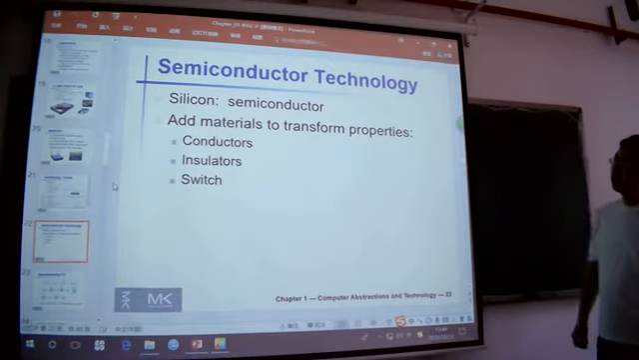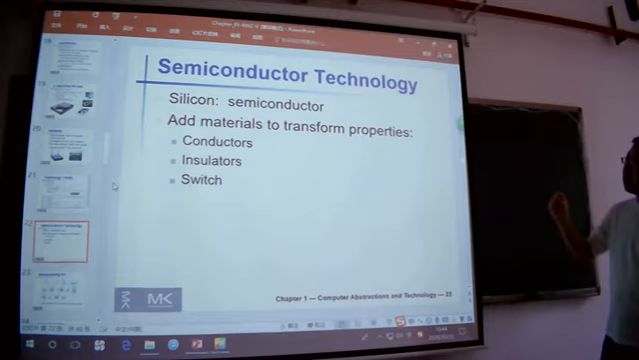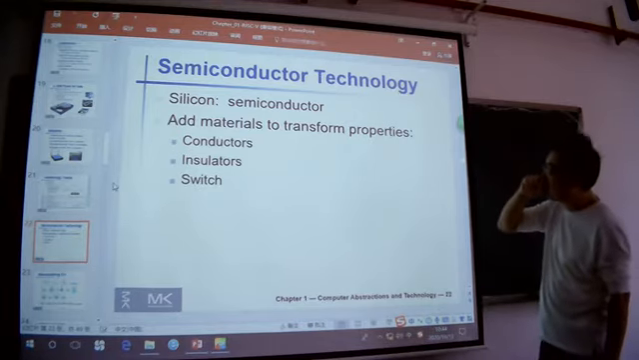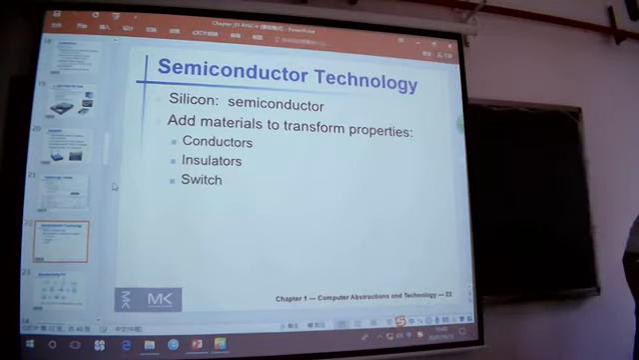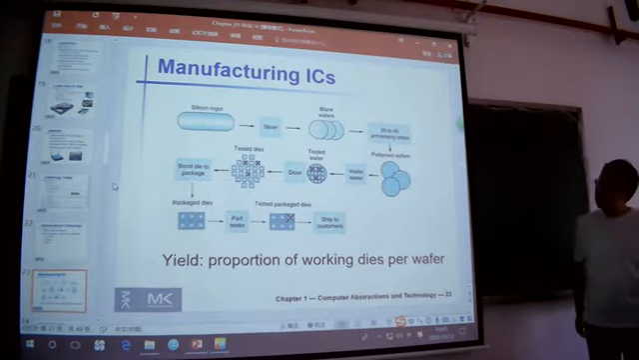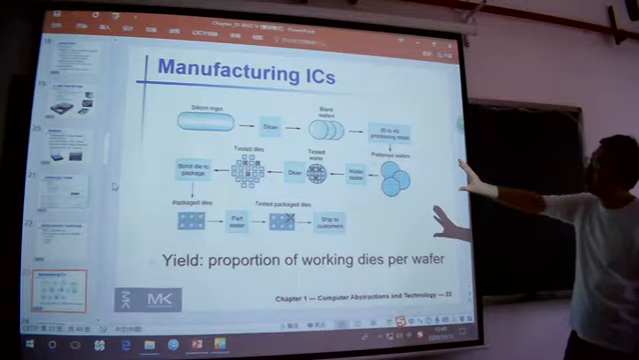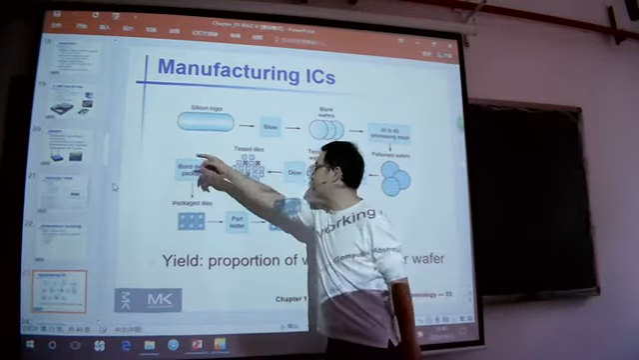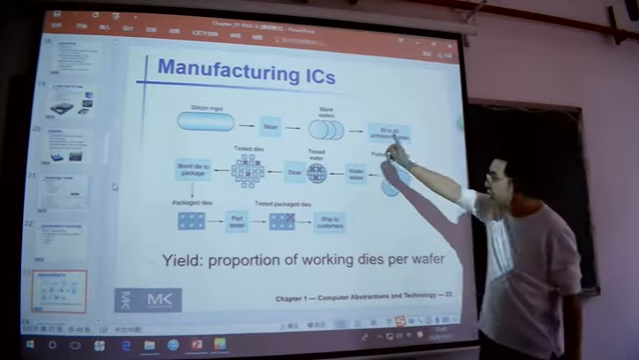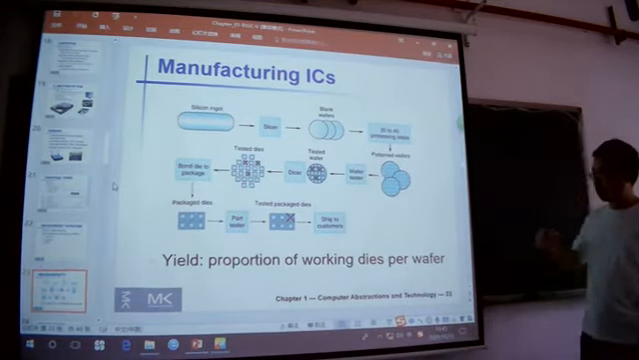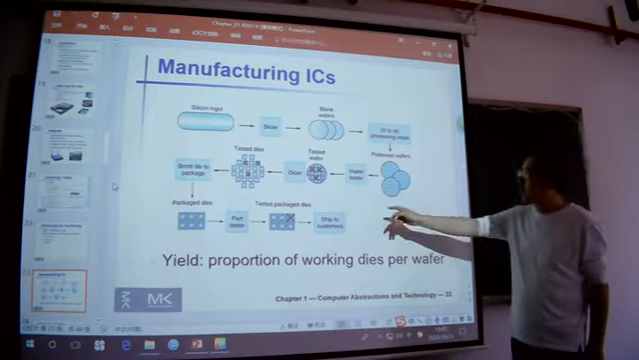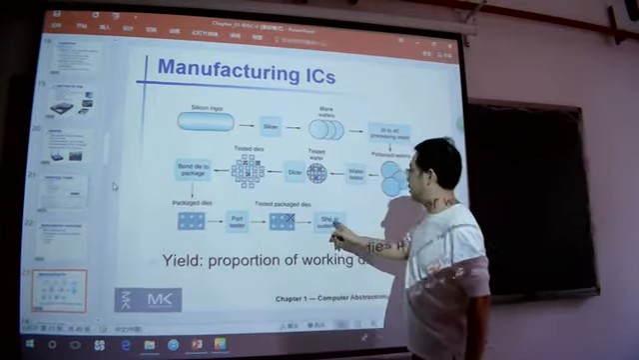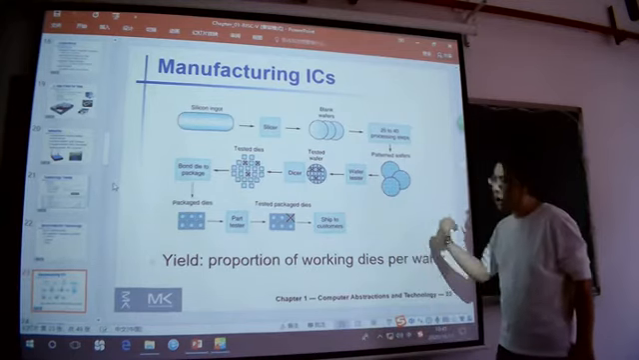Semiconductor technology: we can find that silicon is the key term in semiconductors. Silicon is the material whose properties we transform. We find conductors, insulators, and switches as the three components. Manufacturing ICs: the flow of manufacturing ICs goes from this section to this section. You can find a flow chart in the picture. We find the proportion of working dies per wafer. So you can find the silicon wafer going in and the chips shipped to customers going out.